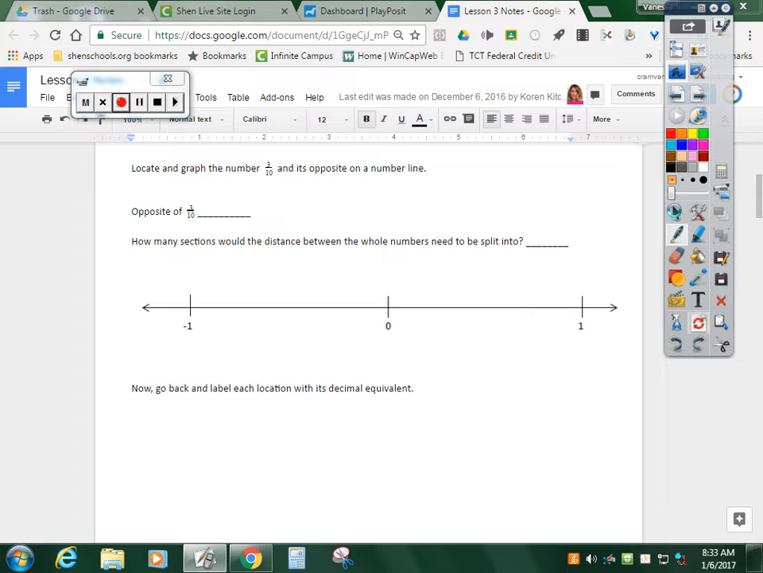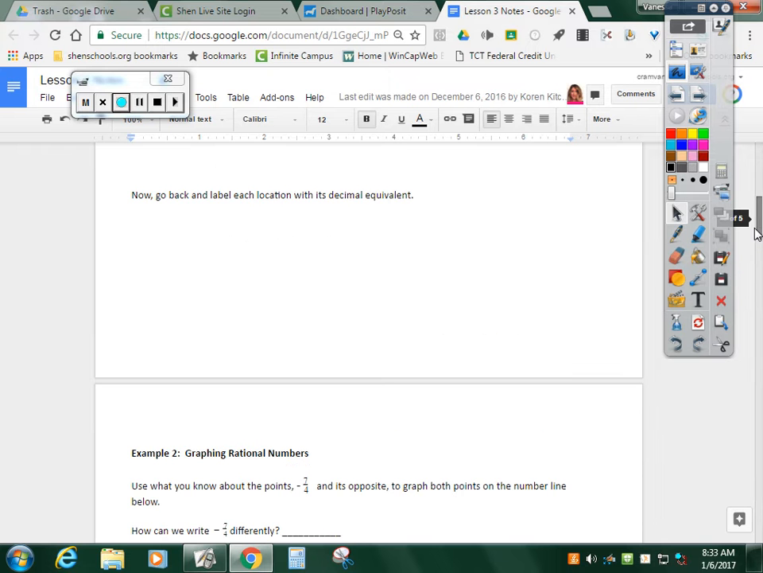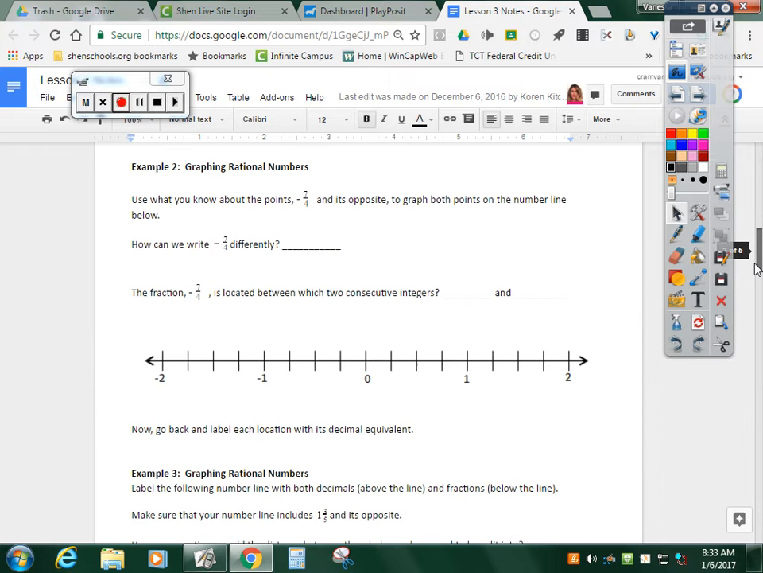Let's go on to the next example. Example 2, graphing rational numbers. Use what you know about the point -7/4 and its opposite to graph both points on the number line below. How can we write -7/4 differently? Well, I see my numerator is larger than my denominator. So it really says 7 divided by 4.